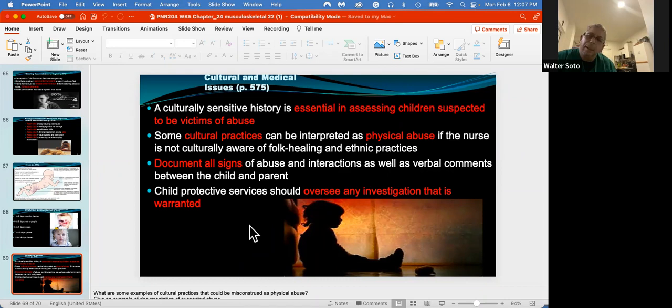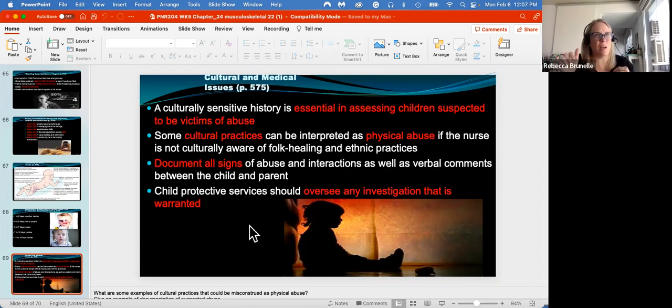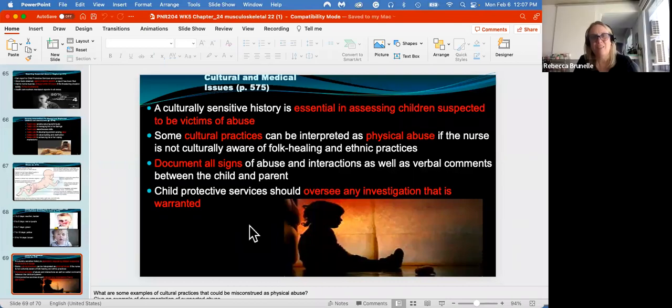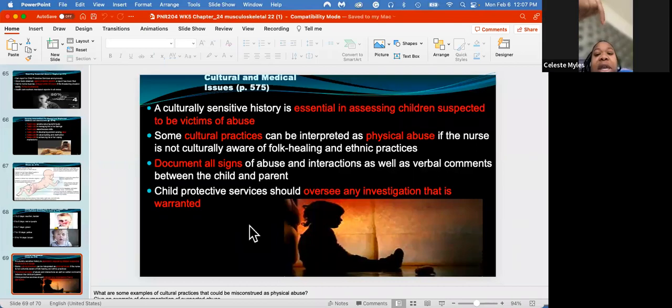What was that, cupping again? Cupping. It's like putting hot cups on the back to try to pull out toxins. You might see marks on the back for some cultures. There's another, I think it's coin rolling, where they take a coin and roll it on the back and it kind of leaves marks, the same thing as the cupping. That could be mistaken as abuse.